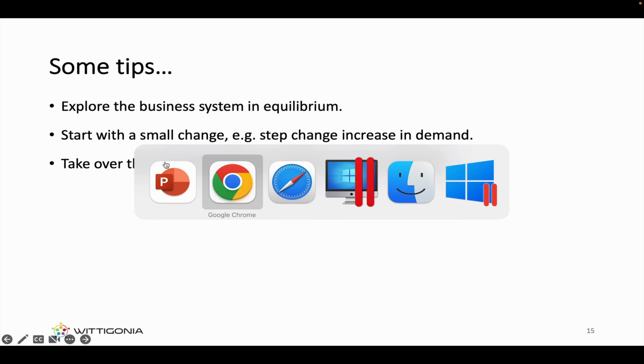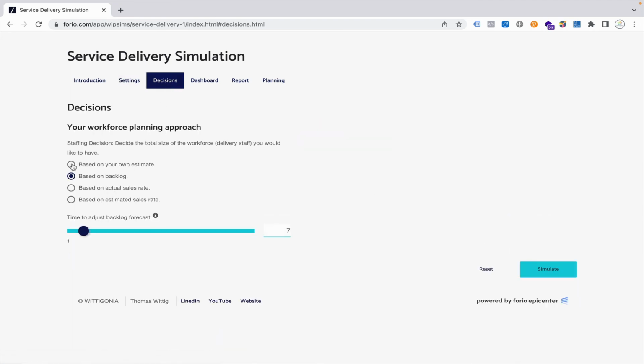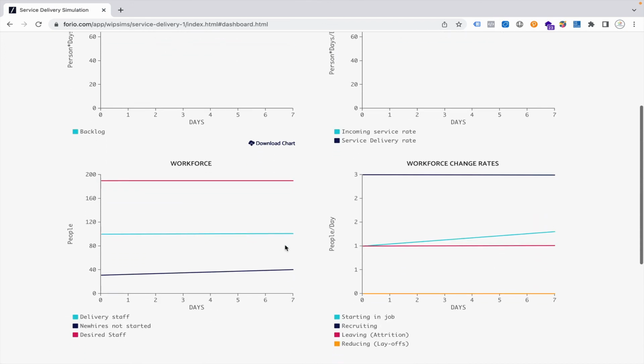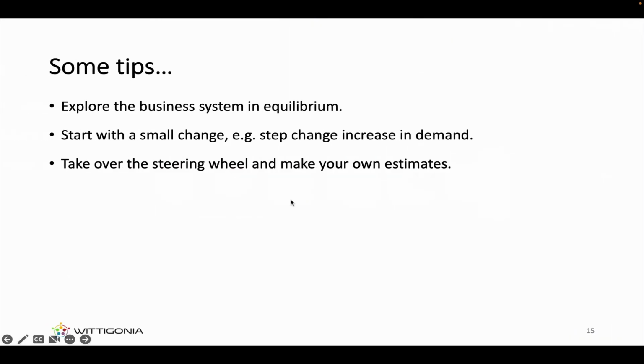And again, a quick switch back to the simulation. The way that you can do this is basically go to the decision tab and set here, I want to enter the workforce or the desired staff based on my own estimates. And here I can actually move the slider, or I can say I want to, for example, have 190 employees. I start simulating and off we go. So that is triggering a change in the workforce. So more people are beginning to start in the job, and that gives us a change in the overall delivery staff. So take over the steering wheel when you're ready. You can also switch back to the other methods throughout the simulation, which is quite a nice feature to have.